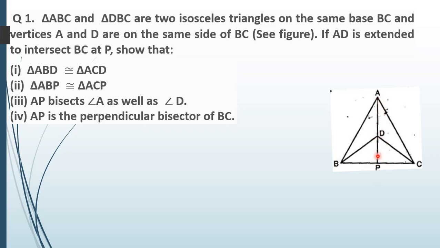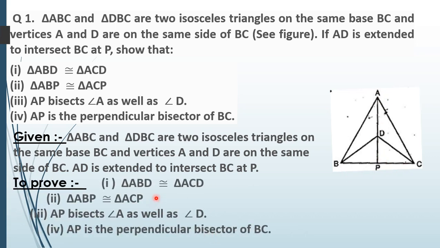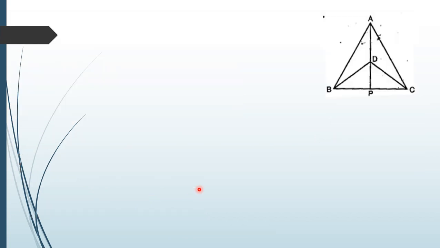So, what is given is that triangles ABC and DBC are isosceles triangles, and they have the same base BC, and A and D are on the same side of BC. We have to prove these 4 points. So, one by one we will start the proof. For the first proof, triangle ABD is congruent to triangle ACD, we start.